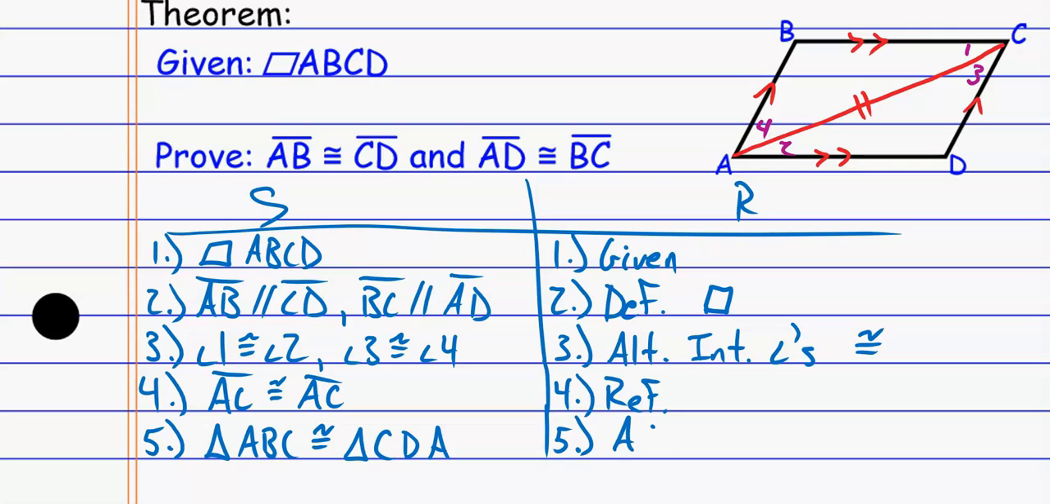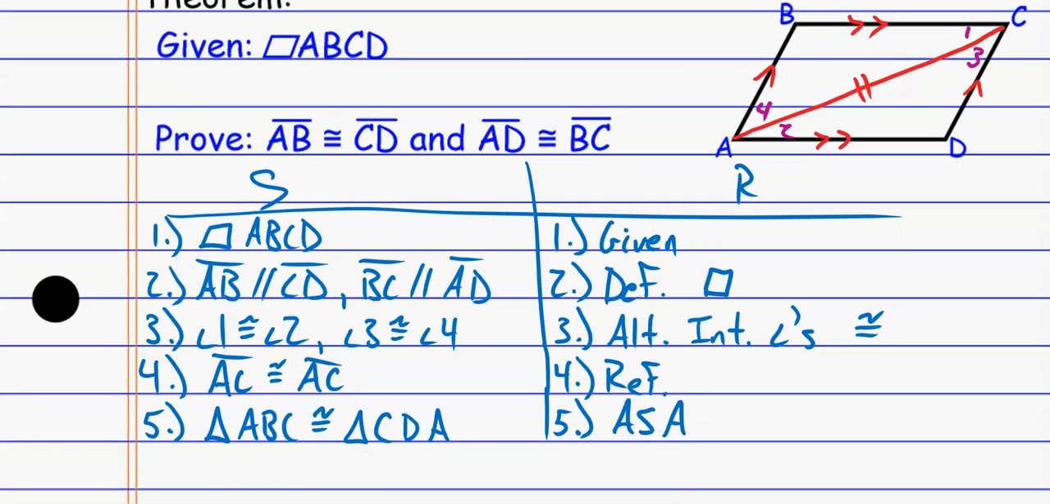And again, that's because of angle, side, angle. Okay? And now from here, if I have the two triangles congruent, I can say anything I want to about the corresponding pieces of those triangles. Okay? And so as I look at this, AB and CD match up within these two congruent triangles. So that means that I could say that AB is congruent to CD. And I could say something like AD is congruent to BC. And that's because of CPCTC.